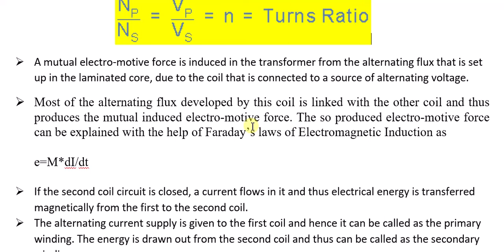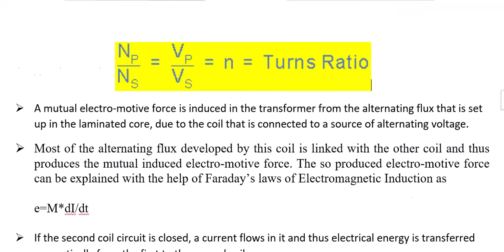How much electromotive force is generated, we will come to know with Faraday's laws of electromagnetic induction. Hence the electromotive force so produced can be explained with the help of Faraday's laws of electromagnetic induction. So E, that is the electromotive force, is equal to M into di by dt. M is the mutual induction. As I told you, alternating flux means there will be mutual induction across the two coils. The transfer of electric power will happen, hence mutual induction will come into the picture.